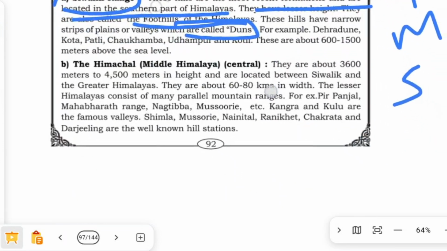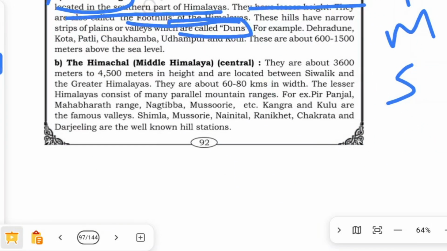Then second, the Mid Himalaya. They are located at a height of 3,600 meters to 4,500 meters, with a width of 60 to 80 kilometers. These are all called the Mid Himalaya. For examples, Kangra, Kulu, or the famous valley Shimla.